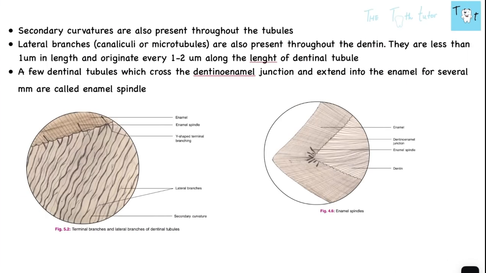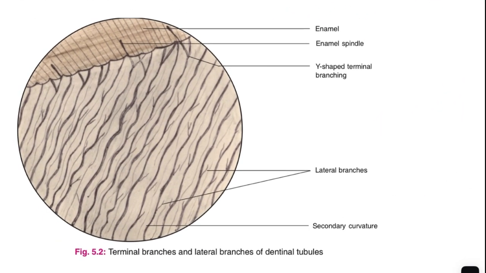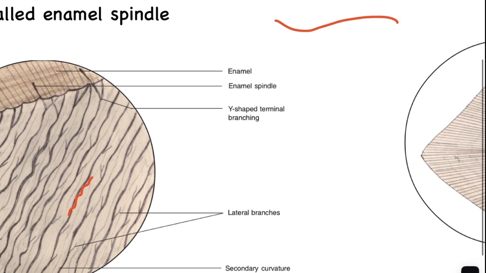Now moving ahead to the next topic. Okay, we have something left in the dentinal tubules. We didn't talk about the secondary curvatures. Okay, so I told you the dentinal tubules are shaped like this. But if you zoom in into these dentinal tubules, you will find these secondary curvatures. Okay, so these lines are not actually going straight like this, they are kind of like this. Okay, like this.